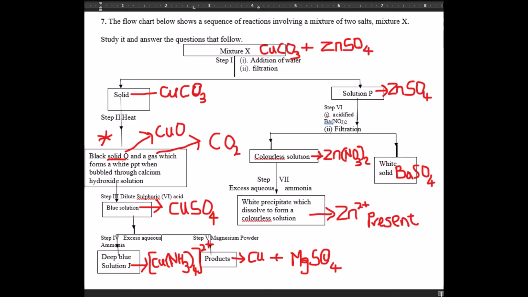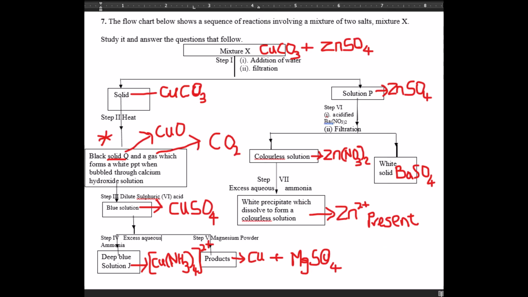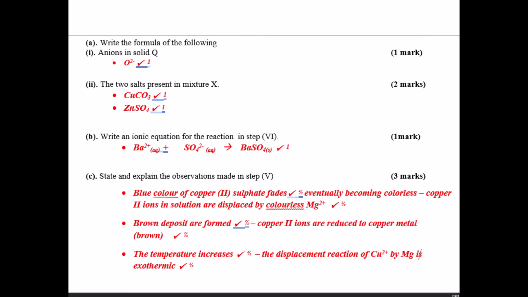In step number 5, you can see barium ions combining with the sulfate ions to form barium sulfate. So that's a precipitation reaction, the equation of interest there. We explained the observation at step number 5.